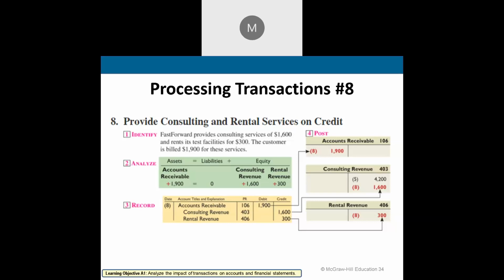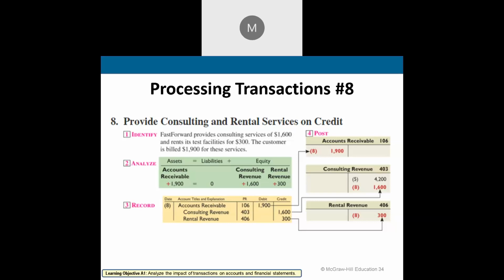So we increase our accounts receivable. We haven't collected the cash from our customer yet. We just sent them a bill. So we increase accounts receivable, $1,900. We expect to collect from them later. We increase our revenue, consulting revenue, $1,600. And then we also increase our rental revenue, $300.